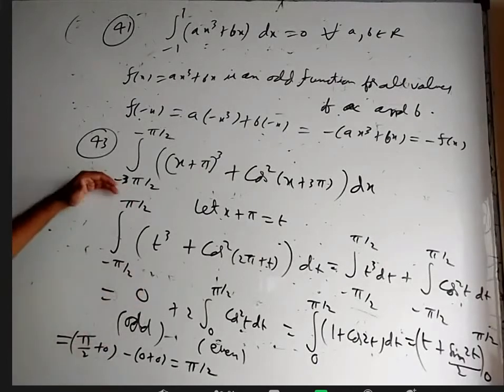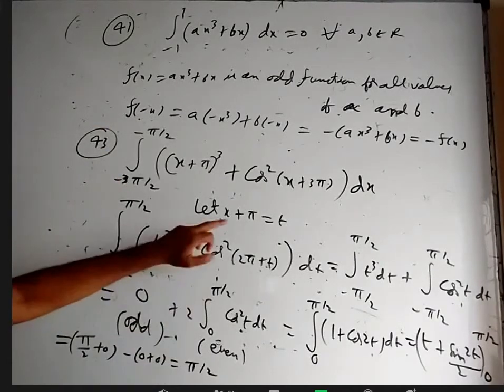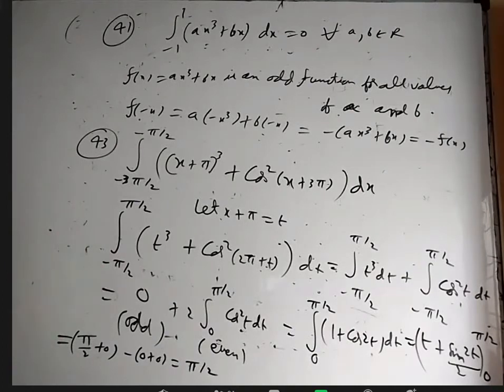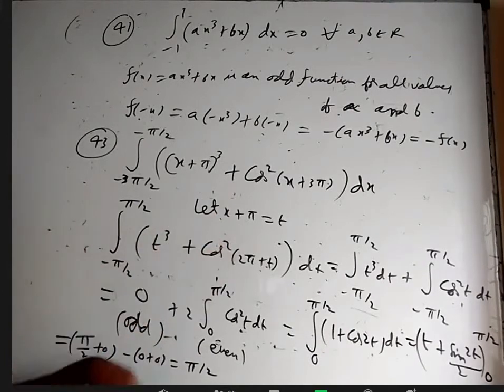So the original limits are not suitable to use even and odd, but by taking this as t, we are able to get the minus a to a form. Anybody any doubt in any step in 43?